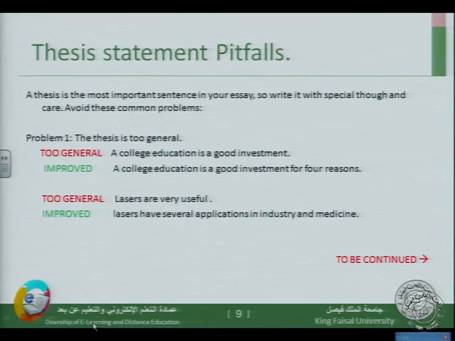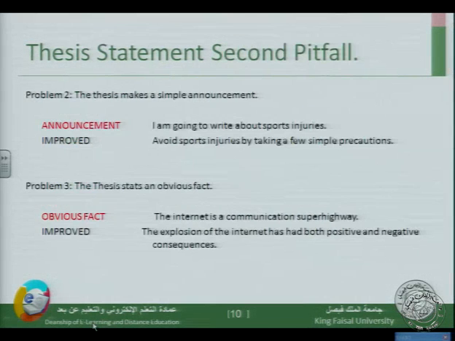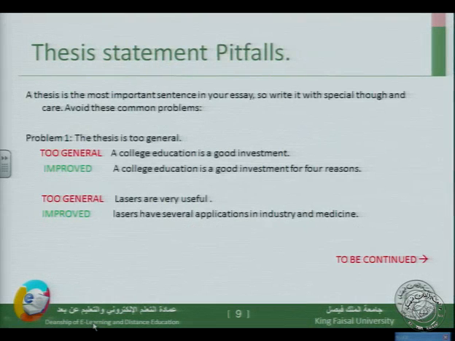Here we have another example. Lasers are very useful. Well, sometimes they are not. Right? They are not useful. So you are too general. You need to improve your thesis statement in this case. You can say lasers have several applications in industry and medicine. So now you're narrowing your thesis statement. You're talking about the uses of lasers in industry and medicine. So that was the first pitfall.